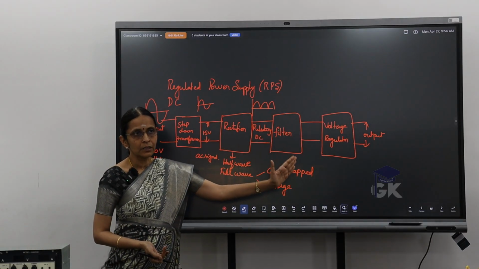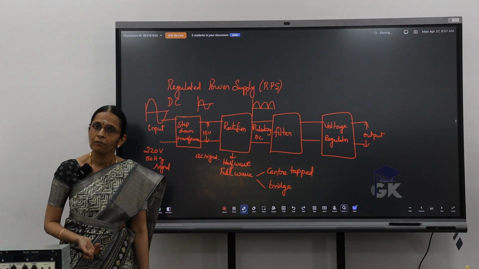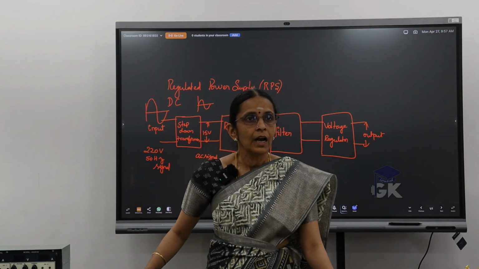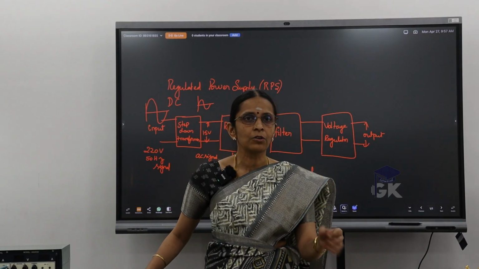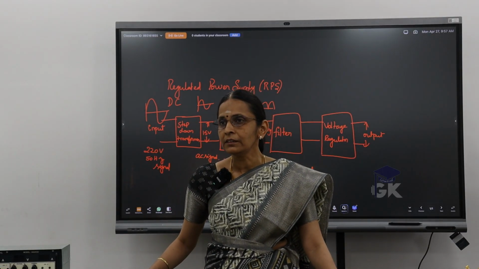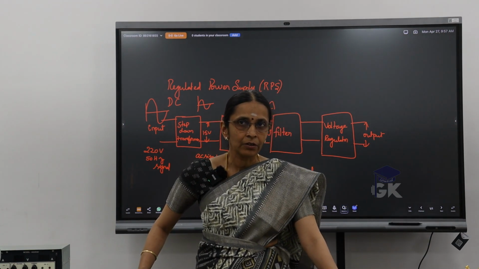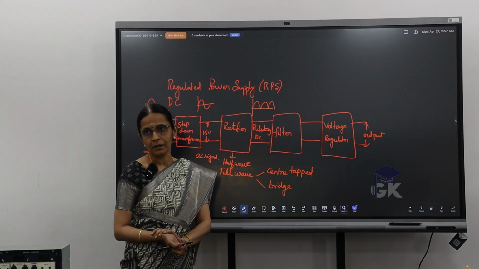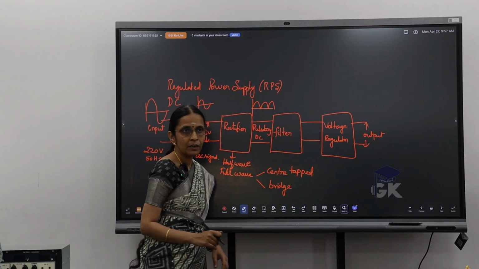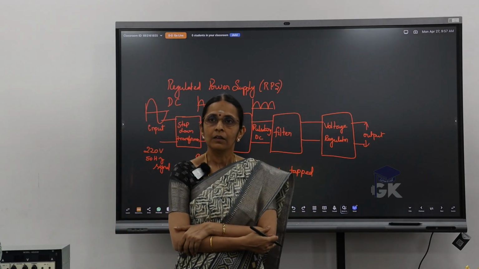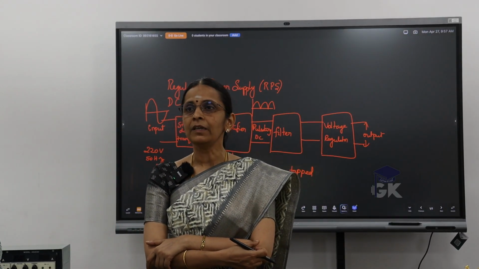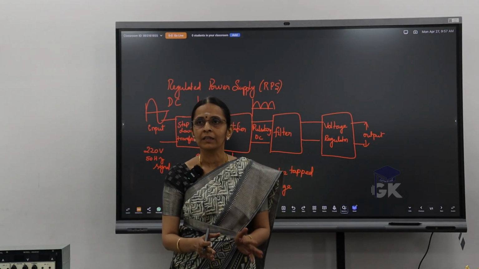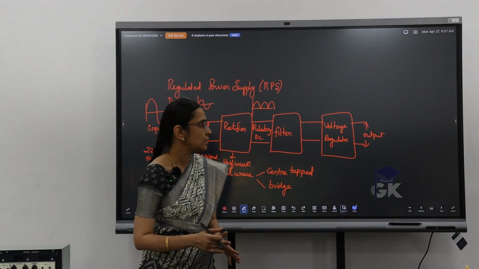Now this is given as input to the next block, which is nothing but my filter. So what does the filter do? It removes those AC signals, or to say it removes all those unwanted AC signals which are nothing but my ripples. Okay, so the main job of the filter is to remove your unwanted AC ripples. So what do I get here after filtering? A DC, but that DC will be an unregulated DC signal. Okay, at the output I will have a DC, but it will be an unregulated DC signal.